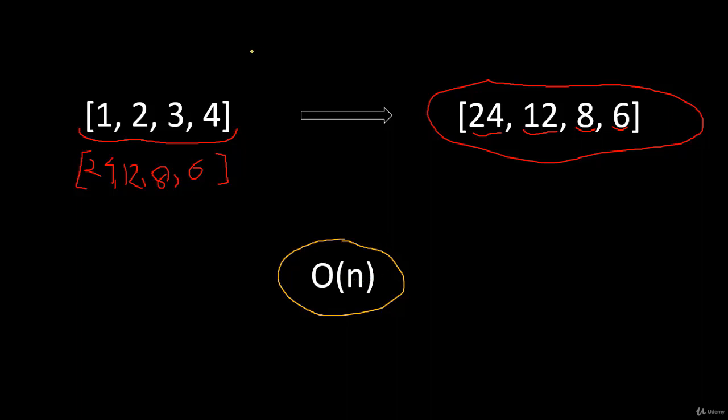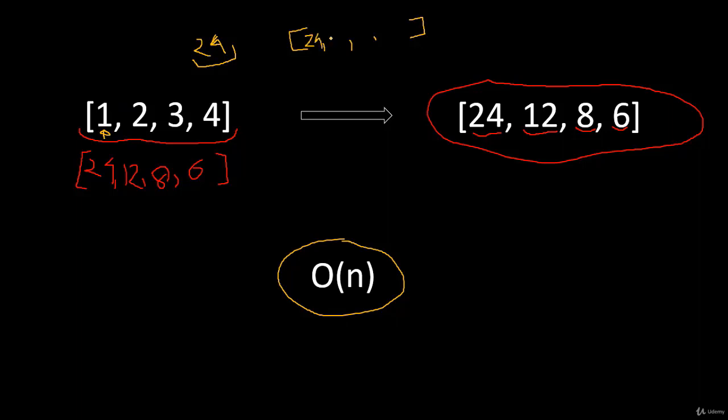Now you might be tempted to solve this problem by calculating the product of all elements of the given array, right? And the product of this given array should be 24, because 4 times 3 times 2 times 1 equals 24. Then you will create a new array with the same length as the given array. At the index 0 we can divide this number, the product of all items, by the number we have at the index 0. In this case it will be 24 divided by 1 equals 24.